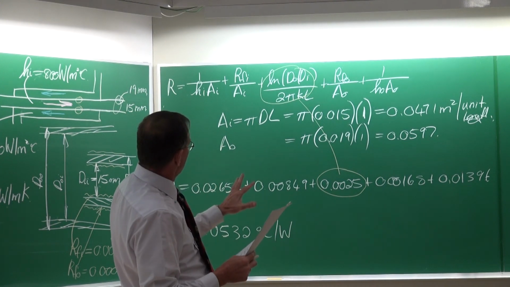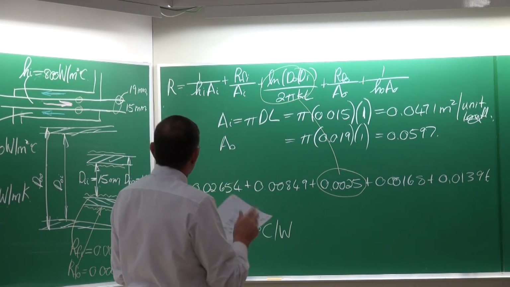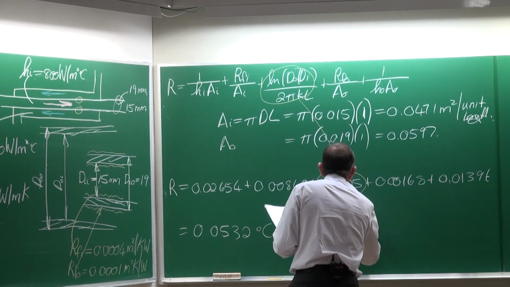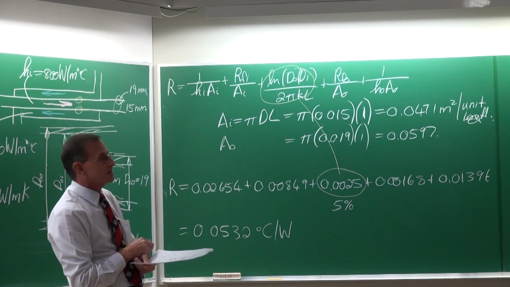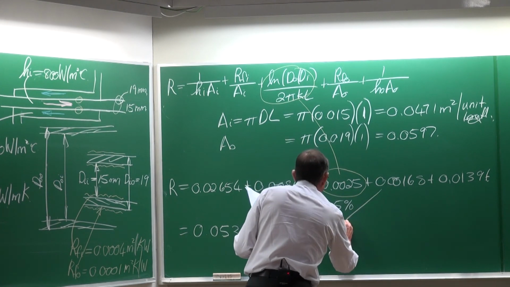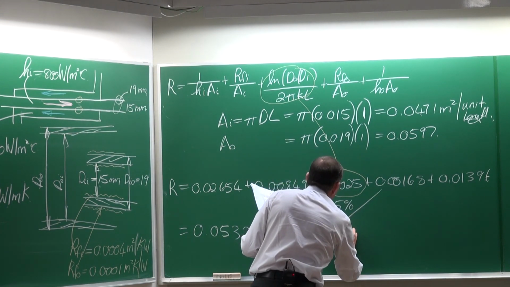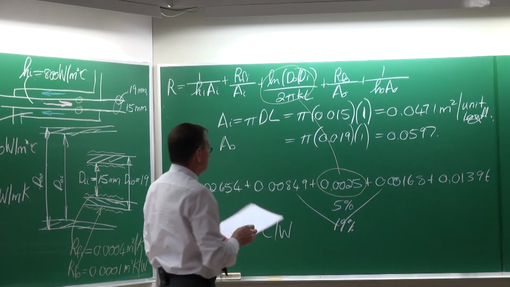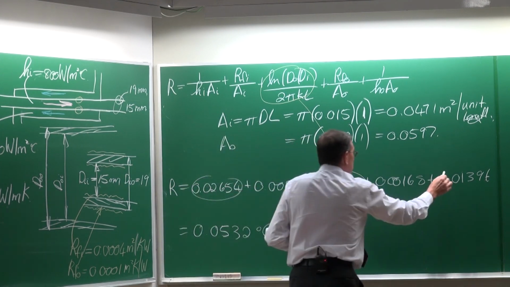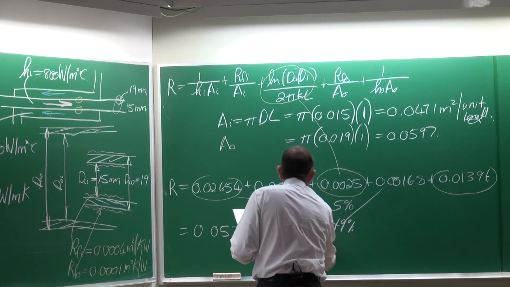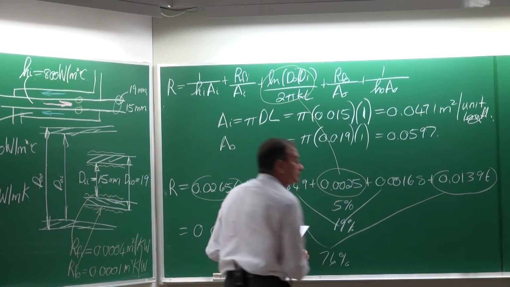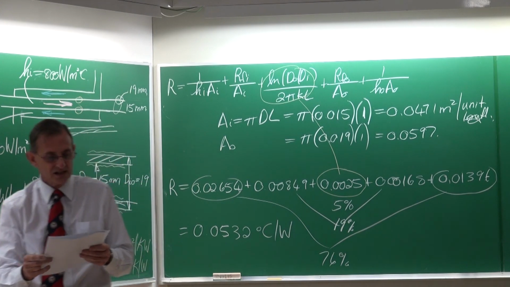Okay. So this problem has been carefully selected. But what it shows is that this part of the problem would be 5% of the resistance, while the fouling part would in total contribute 19%. And the two convective terms, those two would represent 76% of the total resistance.